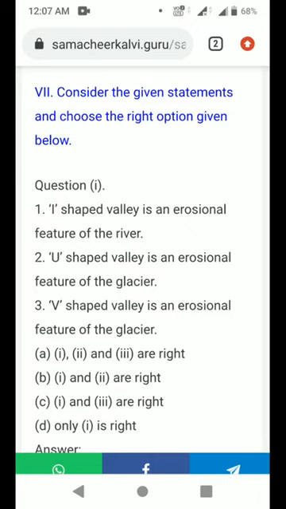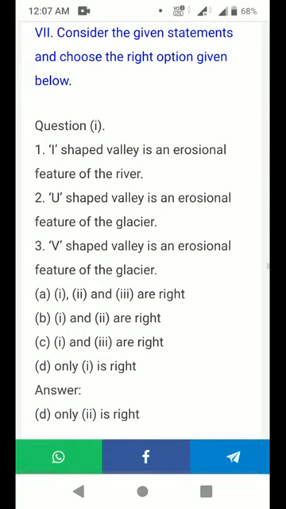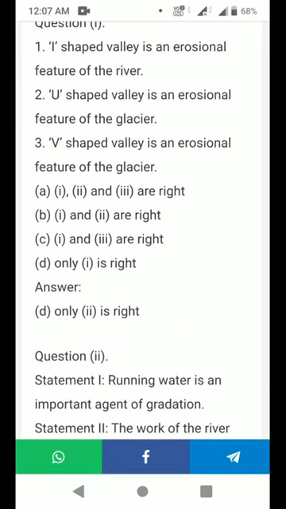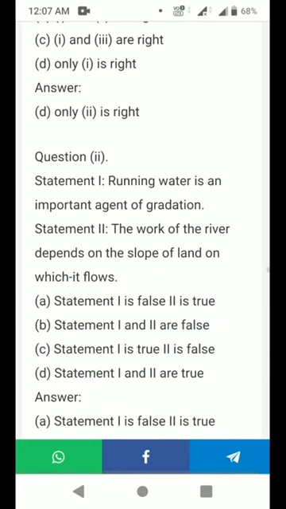The first question: V-shaped valley is an erosional feature of the river. U-shaped valley is an erosional feature of the glacier. V-shaped valley is an erosional feature of the glacier. So which is the correct answer? Option D is the correct answer. Only 2 is right.